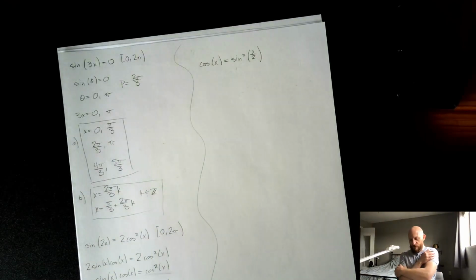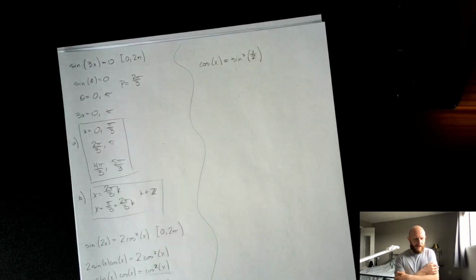Let's solve: where does cosine of x equal sine squared of x over 2? Again, take a moment, pause the video, see if you can solve this. Surely there are multiple ways to solve it. The first thing that we're going to need to do is use some kind of identity. And again, we've already seen this trick previously.